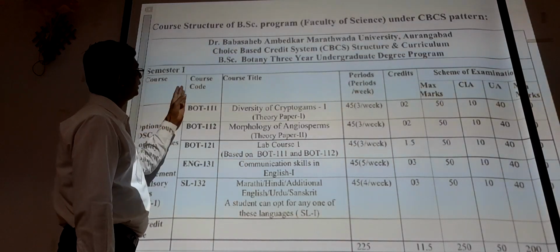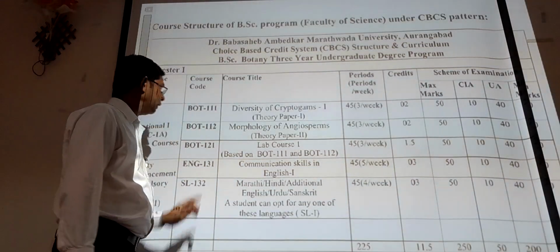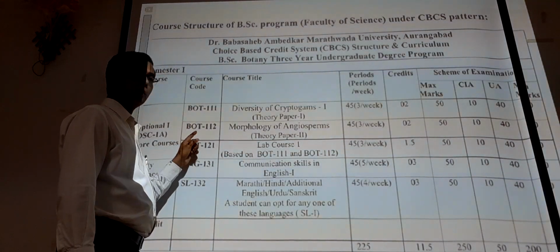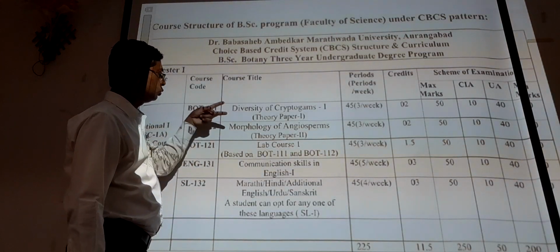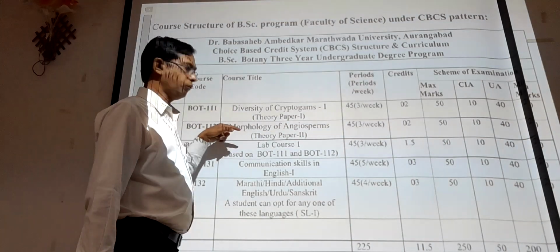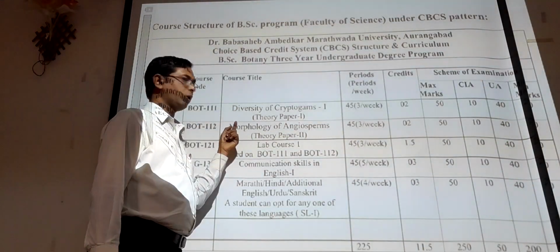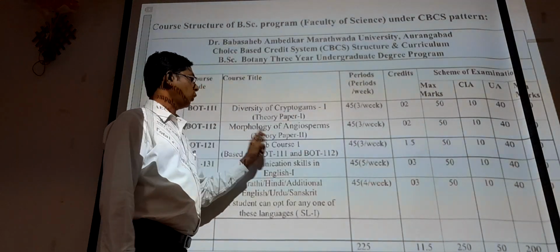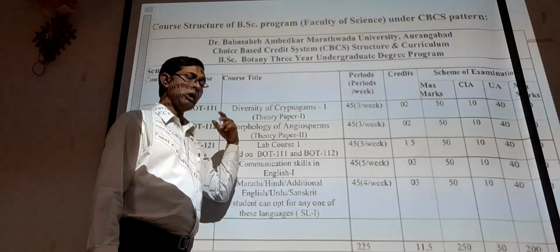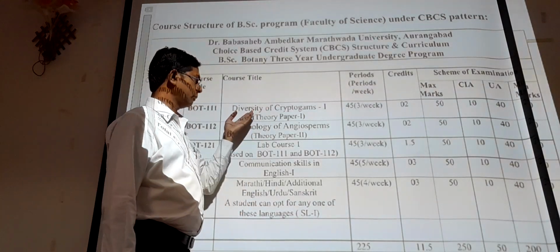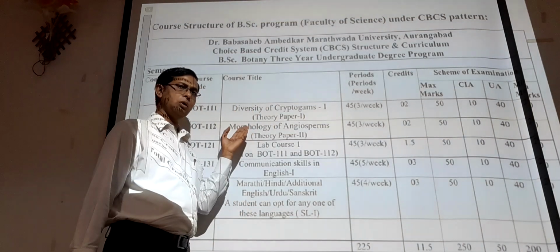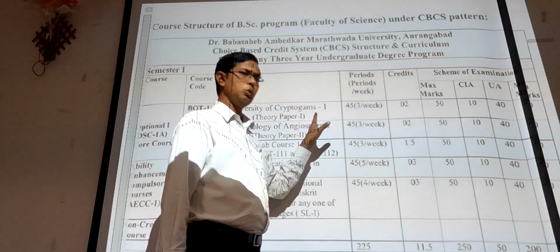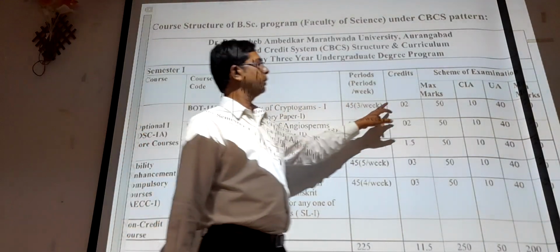For example, here the course code for botany is given as 111 and 112. These are the two different theory papers available for the student. The first theory paper is Diversity of Cryptogams 1 and Morphology of Angiosperms, which we discussed in the last semester. This paper is over now, and we have done this particular portion.